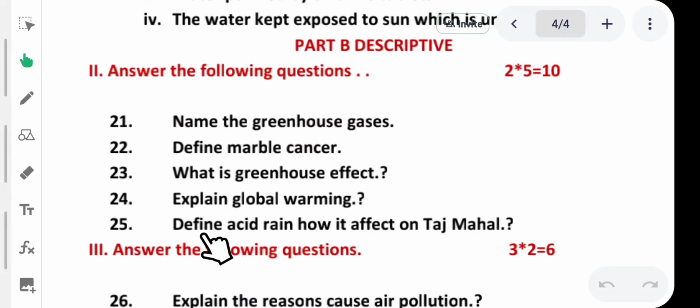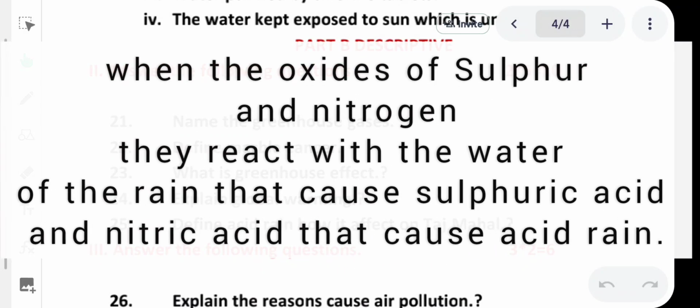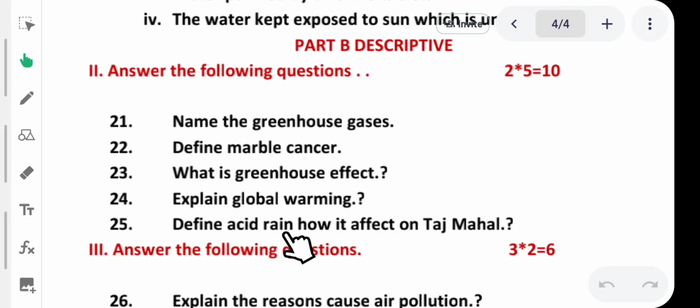Next question, define acid rain, how it affects the Taj Mahal. When the oxides of sulfur and nitrogen react with the water of the rain, that causes sulfuric acid and nitric acid, which cause acid rain. The rainwater droplets, when they fall on the monuments or on the Taj, the acid rain corrodes the marble of the monument.